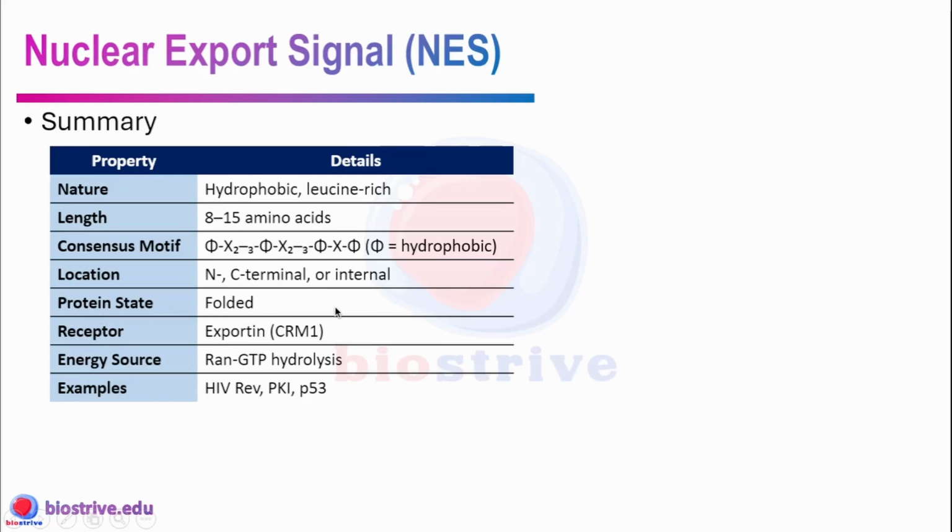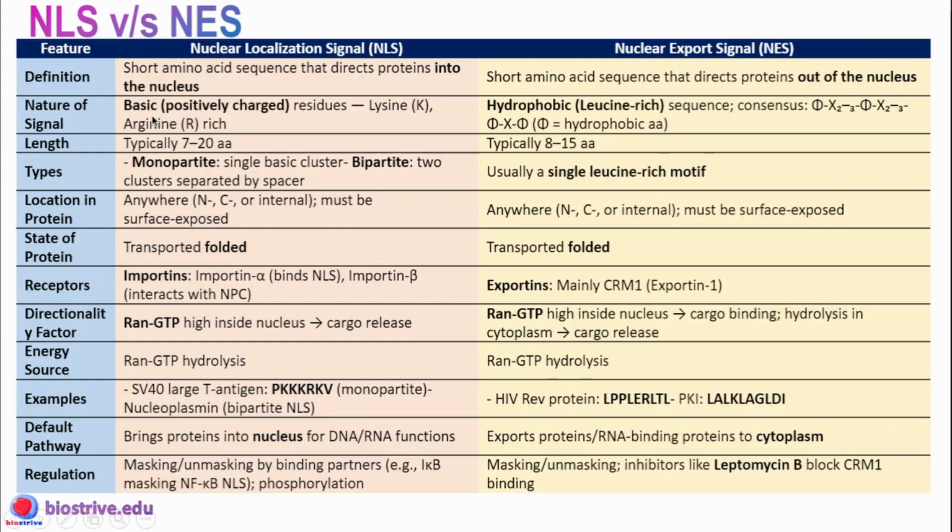The receptor is CRM1, and the energy source is RAN GTP hydrolysis. Examples are the P53 protein, which we will study in more detail in cancer biology, and PKI. Now, this table compares the nuclear localization signal for import versus the nuclear export signal for export. This is a comprehensive comparison between these two signals. You can go through it on your own.